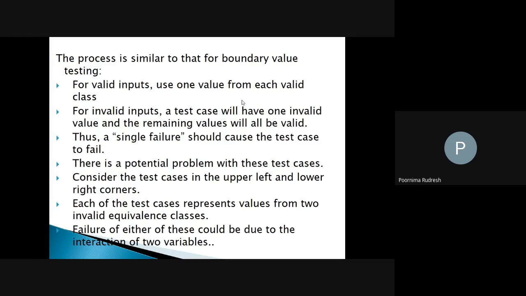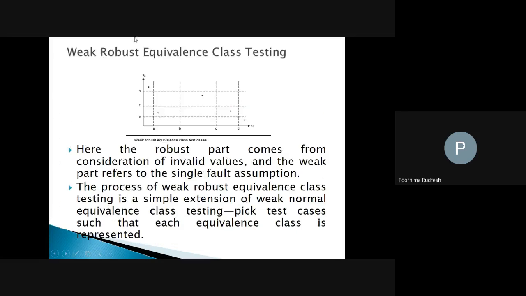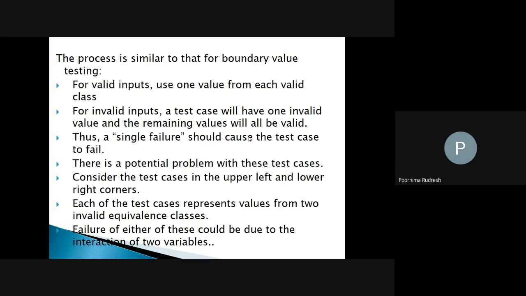So if we consider a single failure, it should cause the test case to fail. Why? Because if we consider the invalid inputs, what happens here? If this is the invalid input, or this one is the invalid input, what happens to the testing process? The testing process leads to the failure of the test cases. Why? Because there we have chosen the invalid inputs, right? So hence a single failure should cause the test case to fail. Why will the test case fail? Because we are considering the invalid inputs.